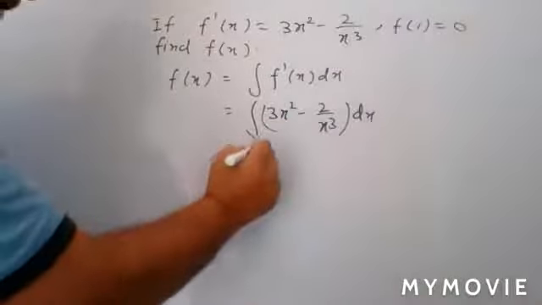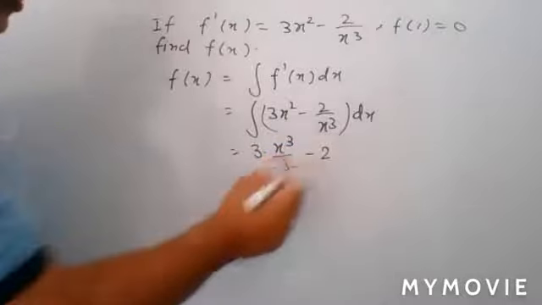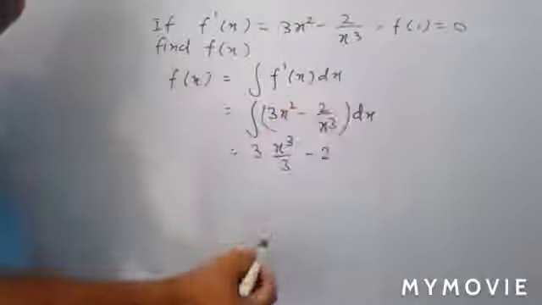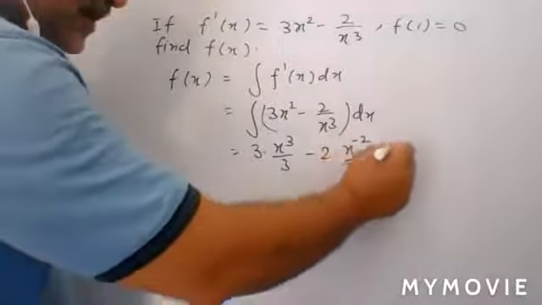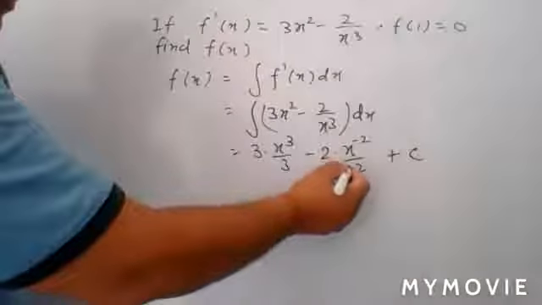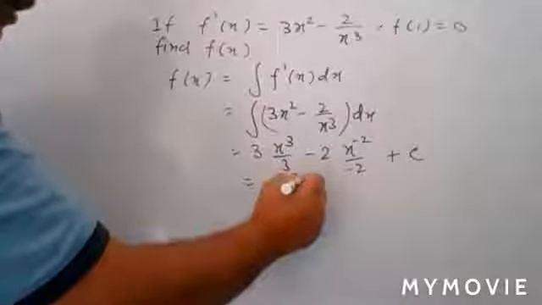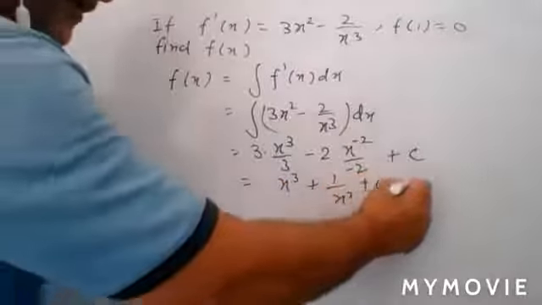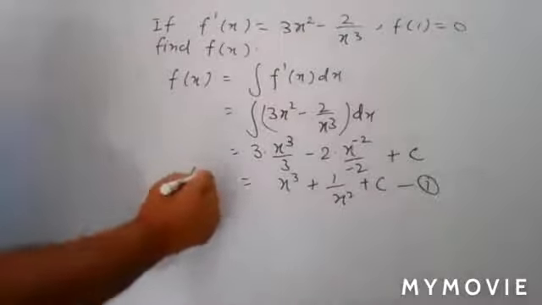So what is its value? 3 into x cube upon 3 minus 2 into, this 1 upon x cube is written as x to the power minus 3. So its integration is x to the power minus 2 upon minus 2 plus c. You write that value. So here minus and minus is cancelled out, 3 cancels out. So you have x cube plus 1 upon x square plus c. That is your first equation. So that gives the value of fx.